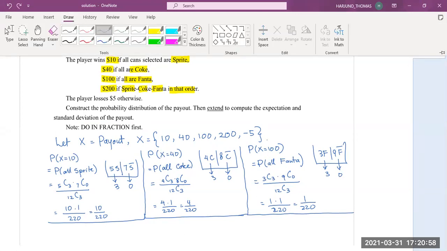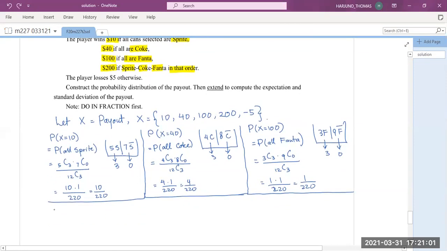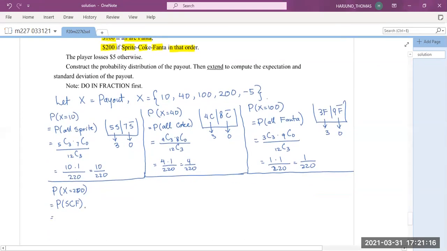Let me continue. You will get $200 if you get Sprite, Coke, Fanta in that order. Okay, let's see. What is the probability you get Sprite first? There are 5 Sprite out of 12. Now, after you get that can out, what is the probability the second one is Coke? It's 4 out of only 11 tins left. And what is the probability the next one is Fanta? There are only 3 Fanta out of 10 at that time.